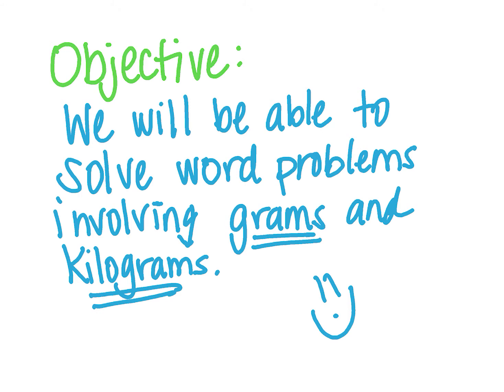So grams and kilograms. We've been learning about this all week, right? We know that when we measure objects in grams, we're measuring lighter objects. When we measure things in kilograms, we are measuring heavier objects. So let's get started.